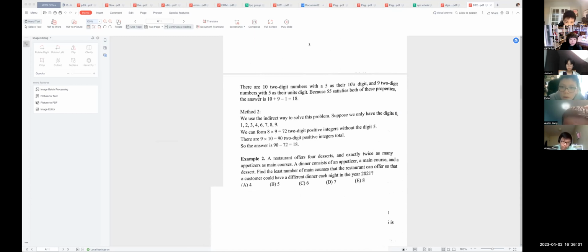Okay, so number 2, everybody. A restaurant offers 4 desserts and exactly twice as many appetizers as main courses. A dinner consists of an appetizer, a main course, and a dessert. Find the least number of main courses that the restaurant can offer so that a customer could have a different dinner each night in the year of 2021.